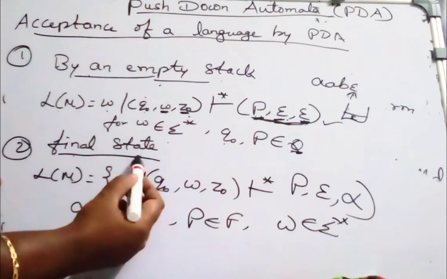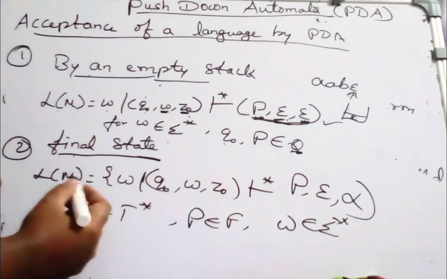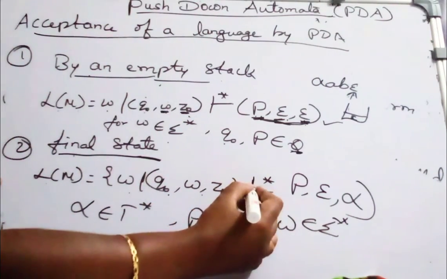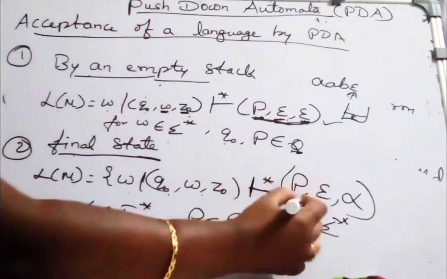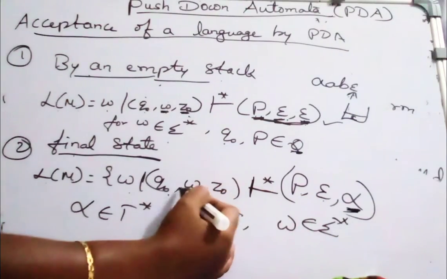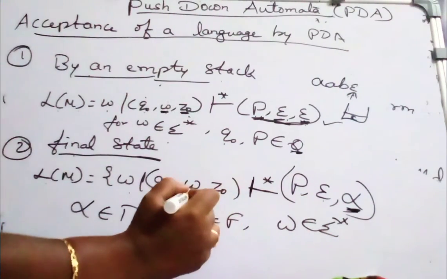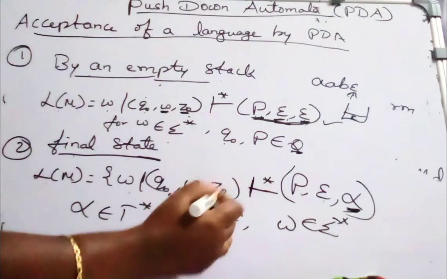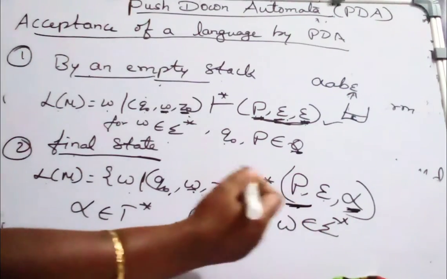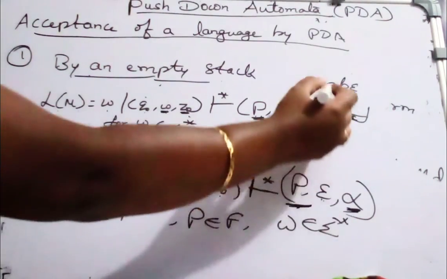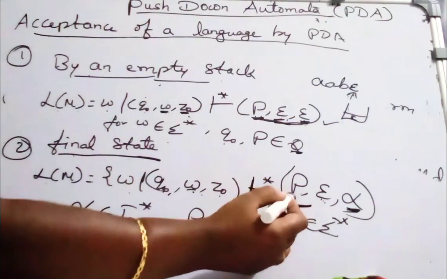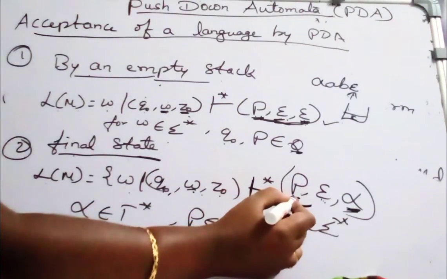Suppose it is by final state, then how to write the configuration? L of M equals w, where q0 comma w comma Z0 derives, see here, the configuration symbol. It derives P comma epsilon comma alpha. You should be careful here, guys. It means that from the starting state q0, on consuming some input, when the top of the stack is Z0, it might perform push or pop operations, but the last configuration I should write is when it has reached epsilon, that is when there is no input to scan, that it has reached the end of the string, it is moving to the final state from q0 to P.